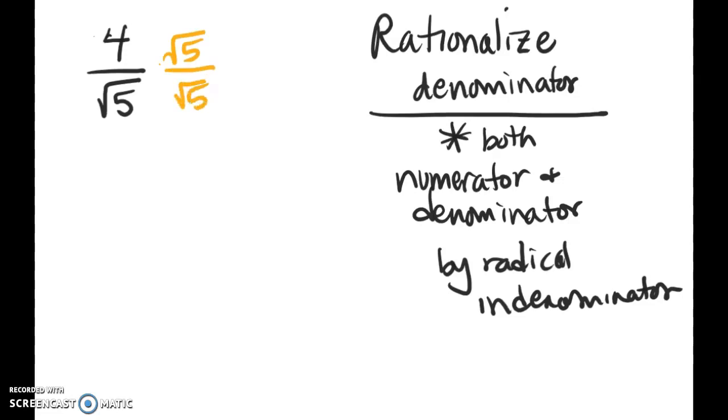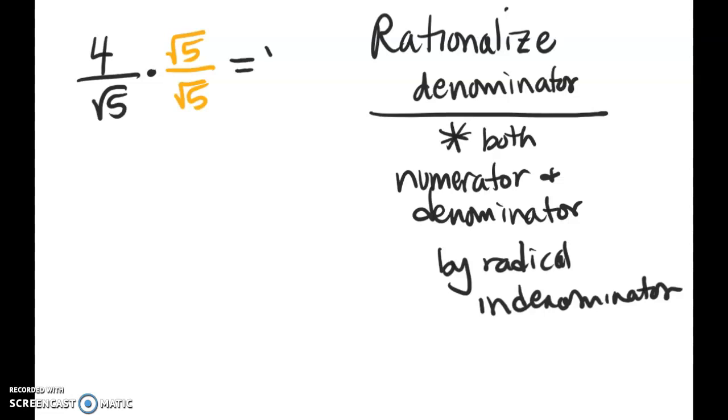So take a look at just this. If I cover that up, what is square root of 5 over square root of 5? It's 1. So multiplying this expression, 4 over square root of 5, by this, which is called rationalizing it, you're multiplying it by 1 essentially. So it's not going to change the ratio of 4 over square root of 5. It just simplifies it and clears out that radical from the denominator.